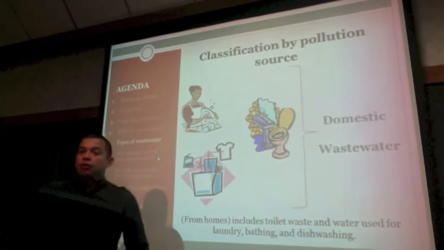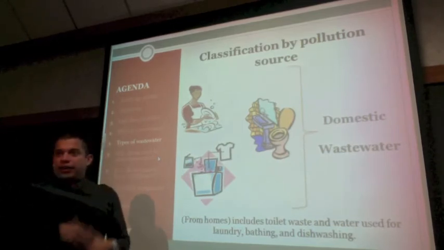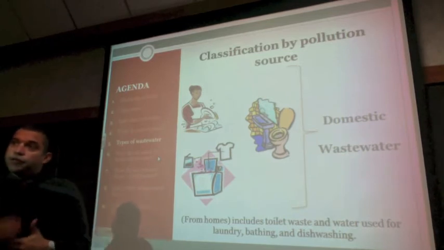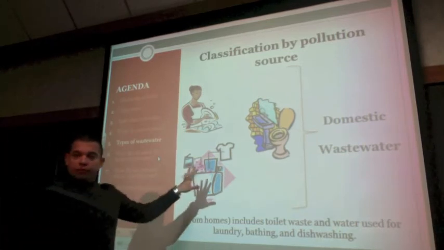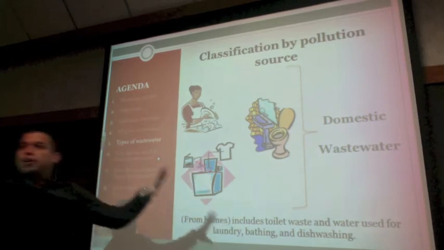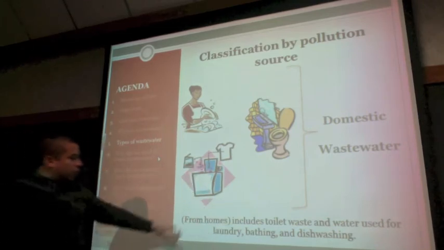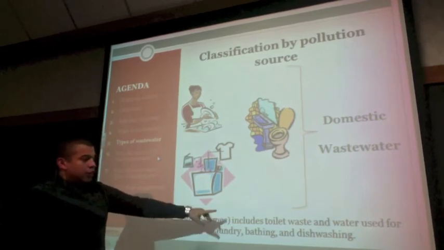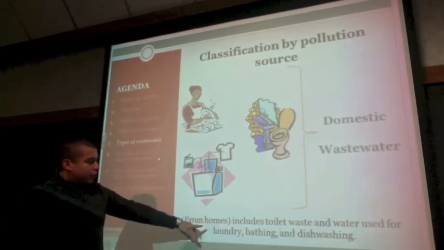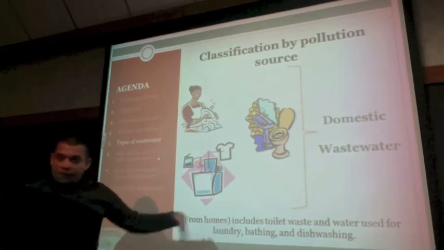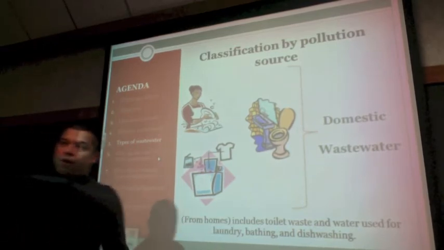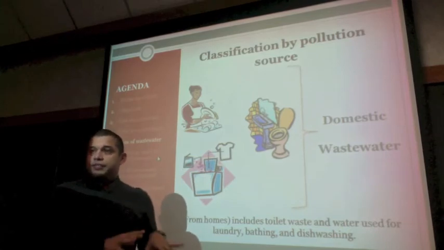Well, now we're going to make a classification of wastewater depending on the type of use. The first type of use, we have domestic wastewater. We're really familiar with that. So that's the wastewater that comes from homes, including toilet waste and water used for laundry, bathing, and dishwashing, and other activities that you do at your own homes. That's the domestic one.